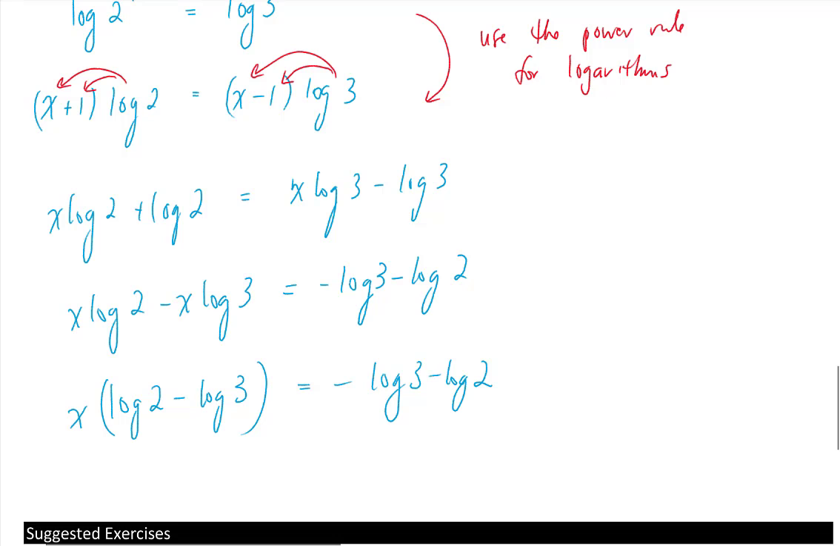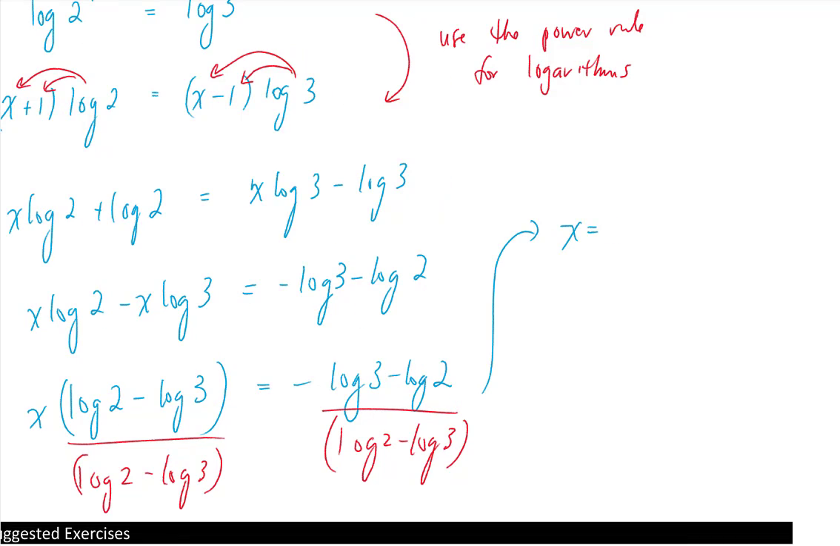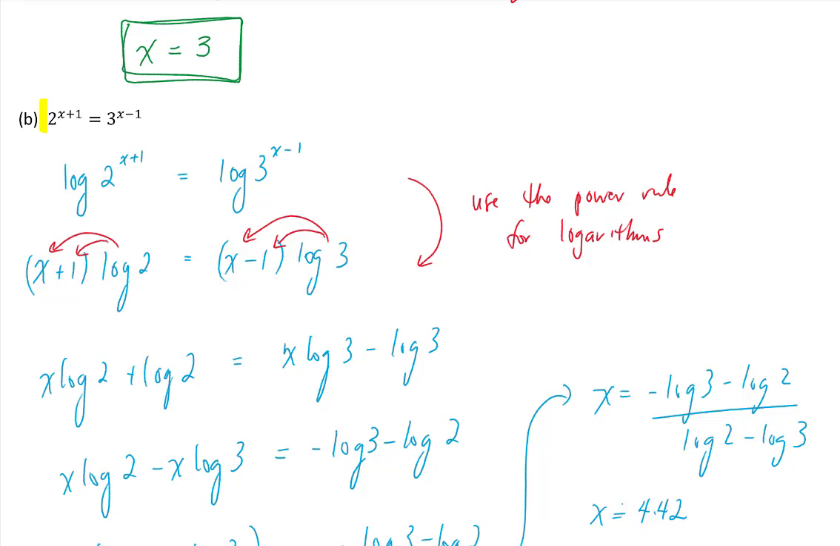And finally, the last step is to divide both sides by log of 2 minus log of 3, so that you can isolate for x. x equals negative log 3 minus log 2 all over the log of 2 minus the log of 3. That would be your exact answer, and if you want, you can use your calculator, and you should get an approximate answer of 4.42. Again, you can verify by subbing 4.42 back into the equation, and you should get that the left side is equal to the right side.